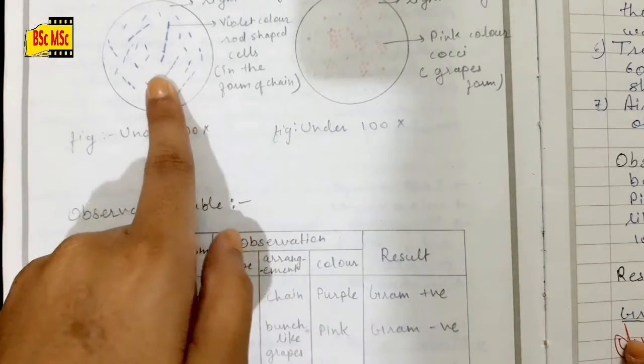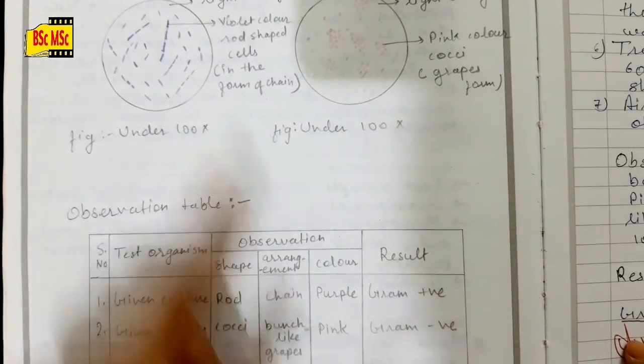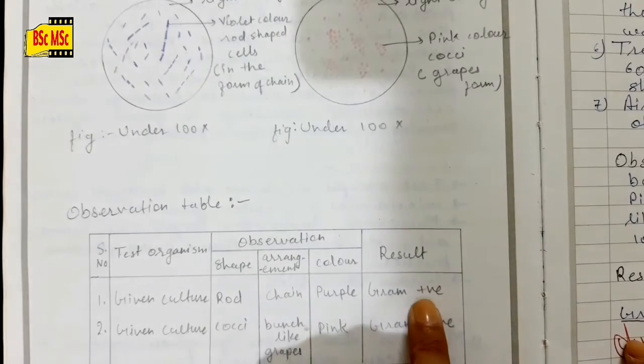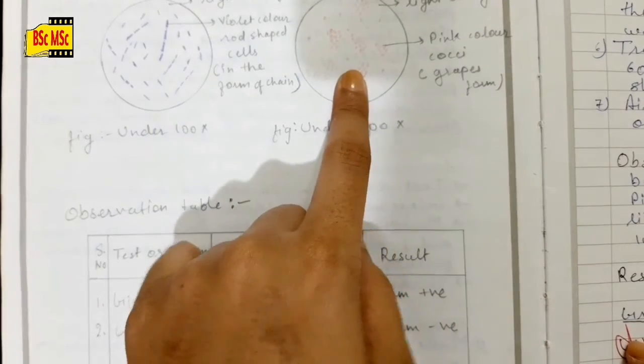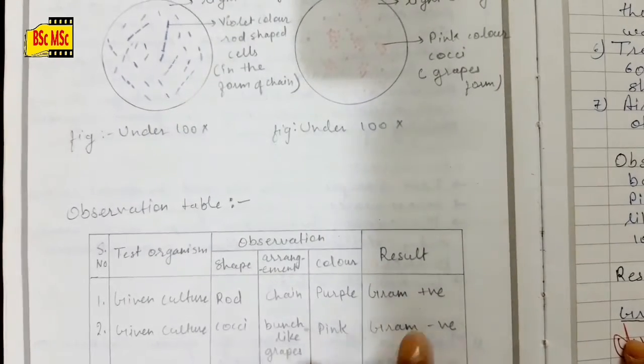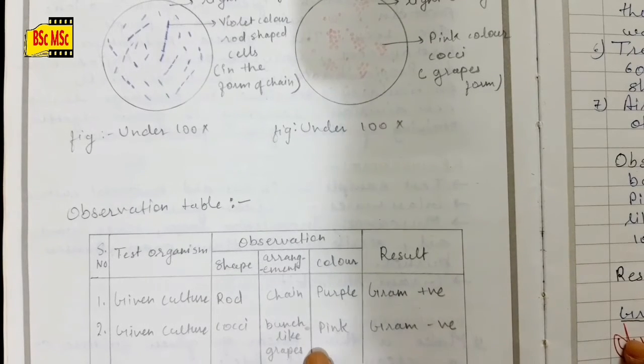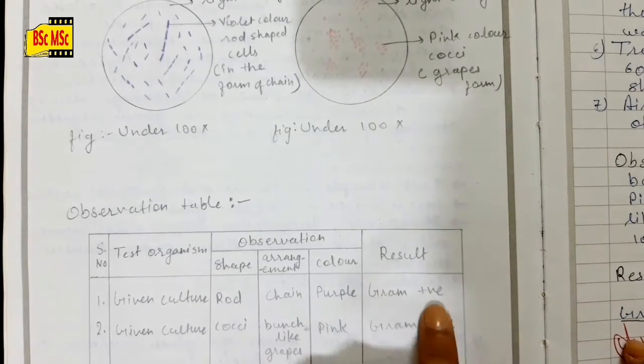Then color: obviously it is purple if it is gram positive, so if you see purple, write it down, result gram positive. If you see the pink color colonies, write it down gram negative. So the experiment result will be gram negative if it is pink, and if purple, it will be gram positive bacteria.